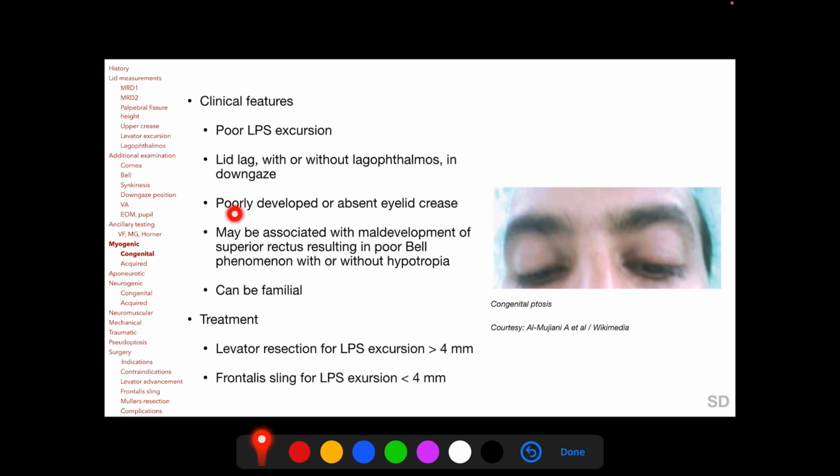The eyelid crease is poorly developed or absent in congenital ptosis, and congenital ptosis may be associated with maldevelopment of the superior rectus muscle, and this results in poor Bell's phenomenon with or without associated hypotropia in the primary position. Congenital ptosis can also be familial. Treatment of simple congenital ptosis is levator resection if the LPS excursion measurement is more than 4 mm, but a Frontalis sling procedure if the LPS excursion measurement is less than 4 mm.